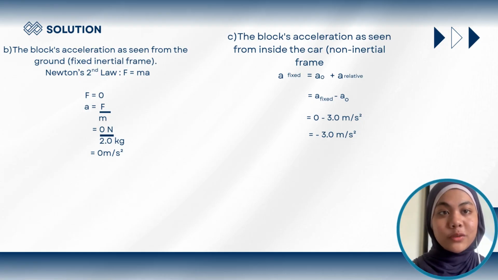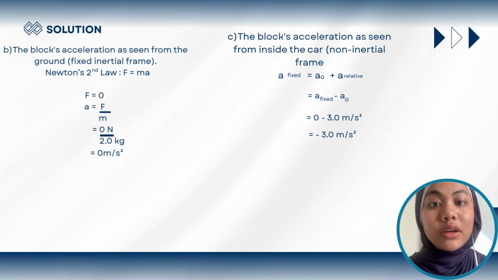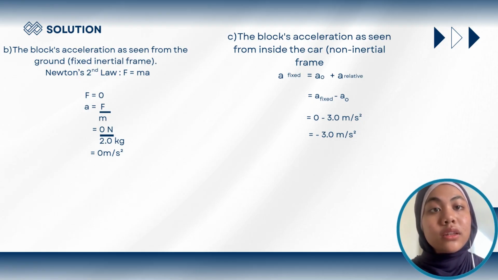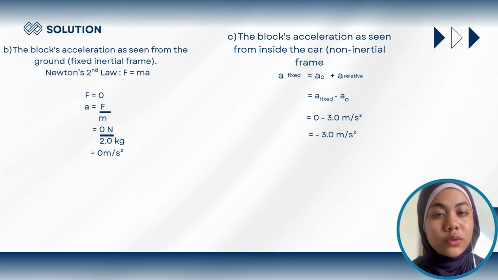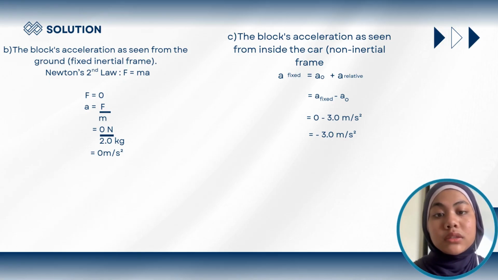Moving to the second question, which is the block's acceleration as seen from the ground, the fixed inertial frame. For this question, we use Newton's second law, F equals ma. But we need to find a, so we rearrange the equation to get a equals F over m, where F we got is 0 and m equals 2 kg, so we get 0 meters per second squared. So that is our acceleration.